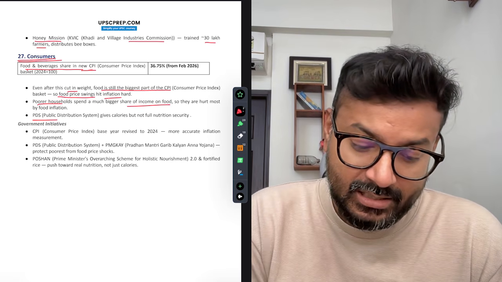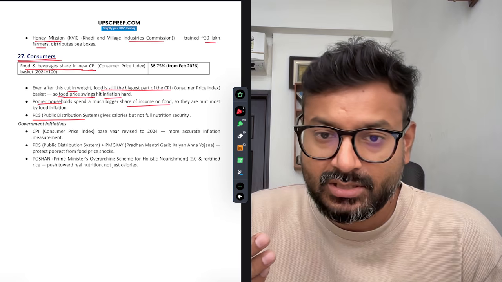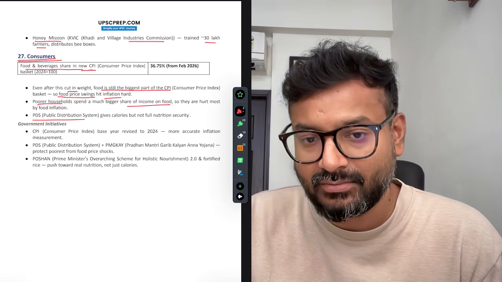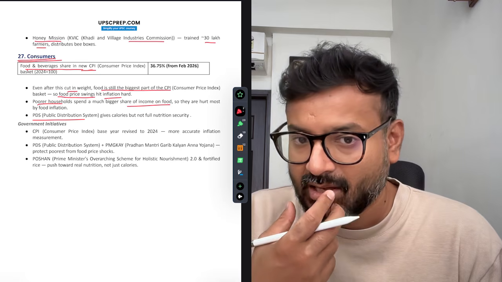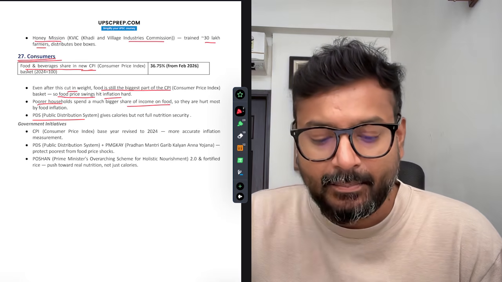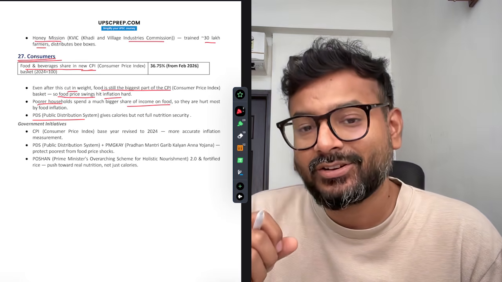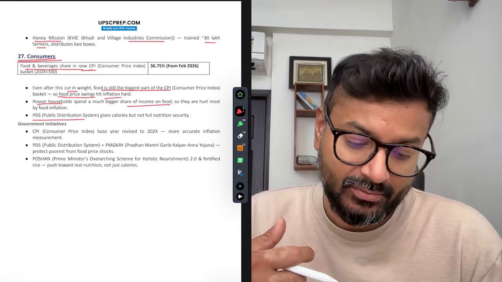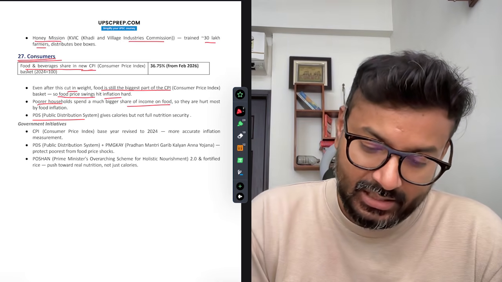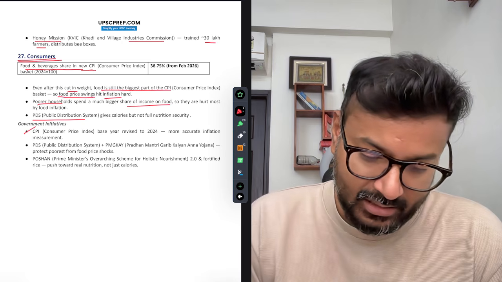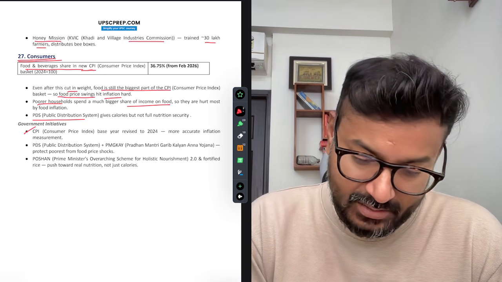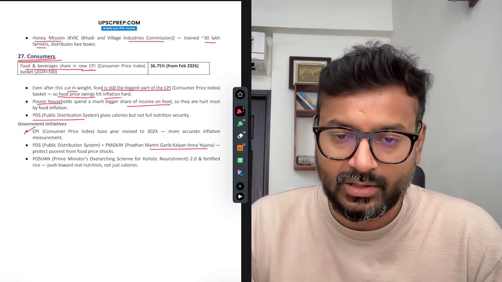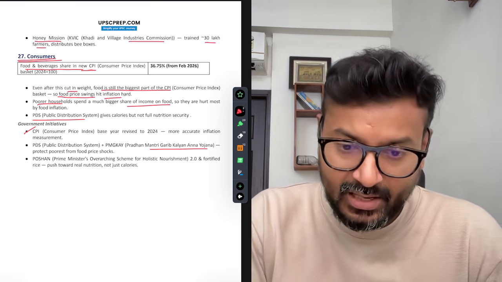Now we have already discussed this. The public distribution system through fair price shops takes care of calories. It gives you rice and wheat and coarse grains, but it is not fulfilling your nutritional security. So the hidden hunger, nutrition, is not being fulfilled right now. Some government initiatives here are, of course, the new CPI series, PDS plus Pradhan Mantri Garib Kalyan Ann Yojana. Through this, food is being provided for free.